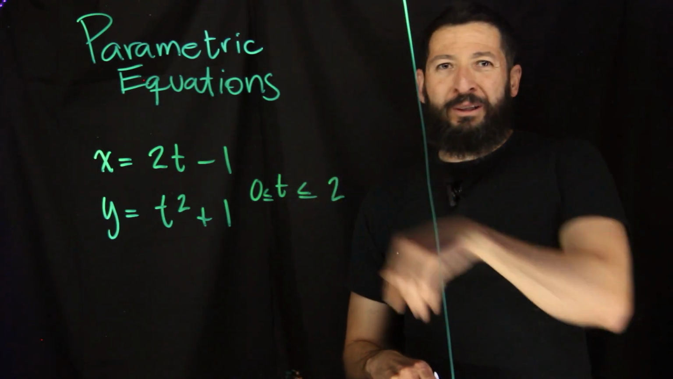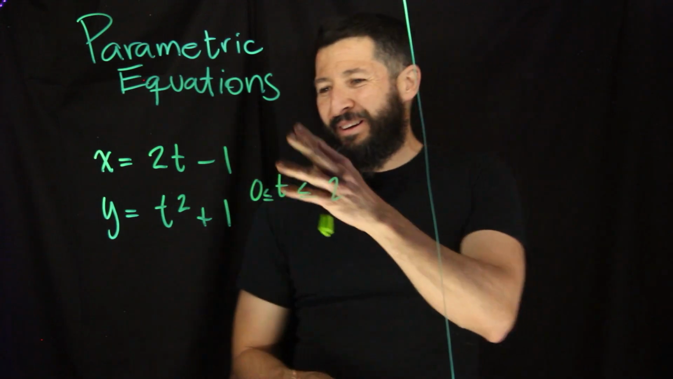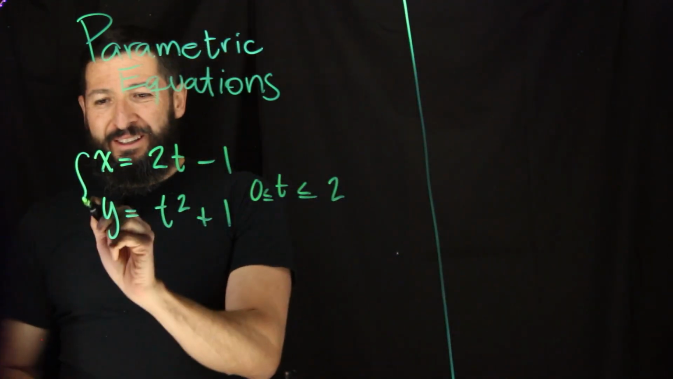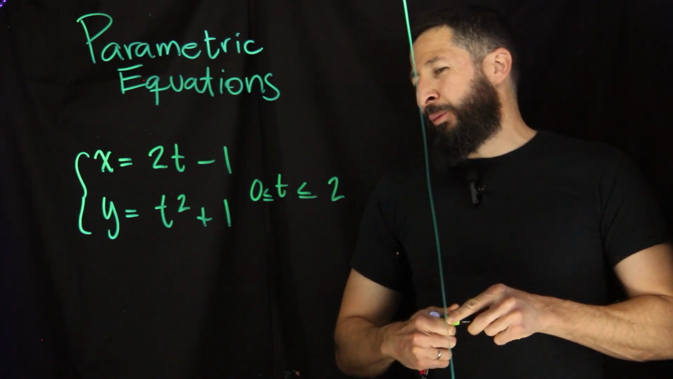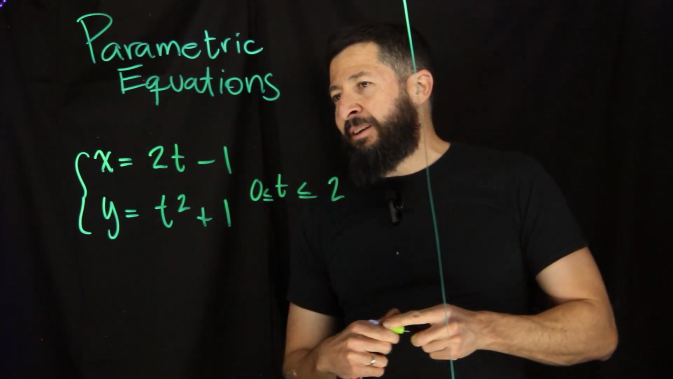By the way, I put this a little bit close there. I should have probably put some sort of bracket or something. So let's grab those two equations, with the time parameter between 0 and 2. And let's see what it looks like.